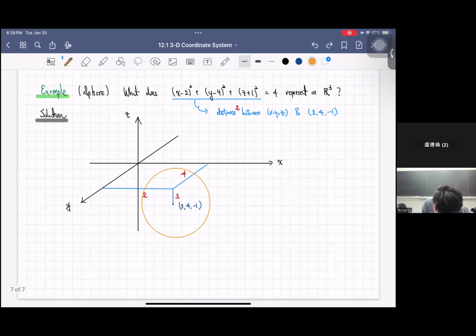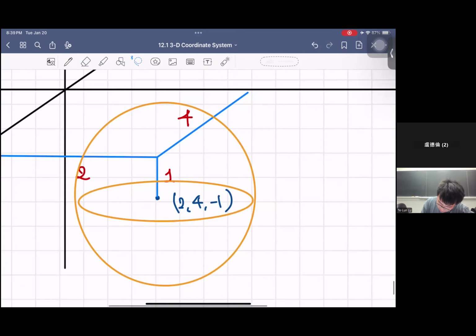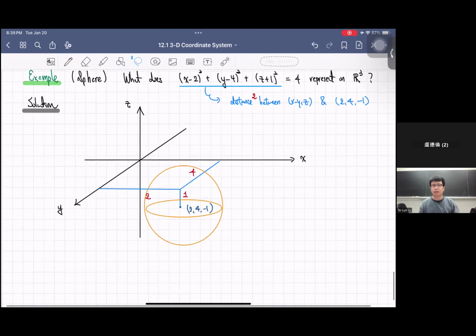Why does it give me a rectangle? So it should be like this. Okay. So it is a sphere here. Let me move this one here. Right. So it's a sphere.